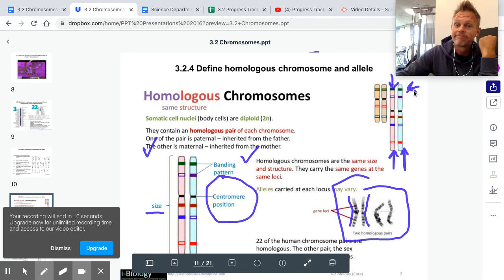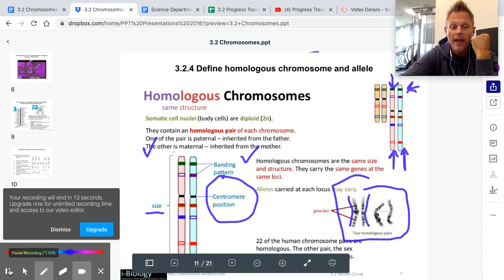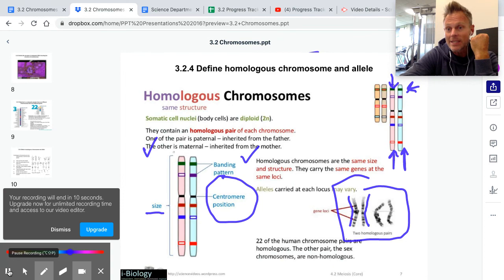All right, homologous chromosomes and species chromosome numbers.